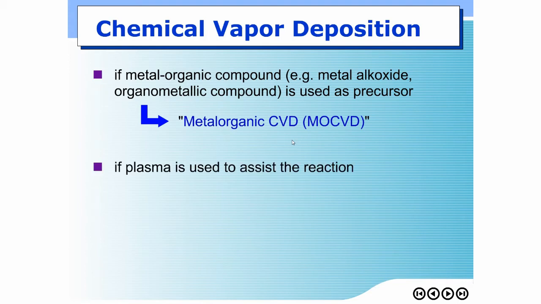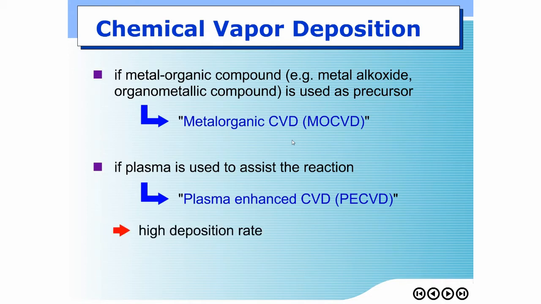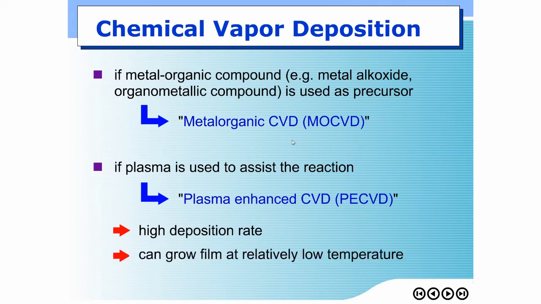The other way to make the reaction a little bit easier is to use plasma. In that case, the reaction will be called PECVD, or plasma enhanced CVD. Plasma is basically radicals in gas phase, so once you get radicals attacking the precursor, the chemistry will be totally changed. And whenever you have plasma enhancement, the reaction can be conducted at relatively low temperature. Both techniques give you high deposition rate, and as I said, the temperature of the film deposition can be relatively lower.